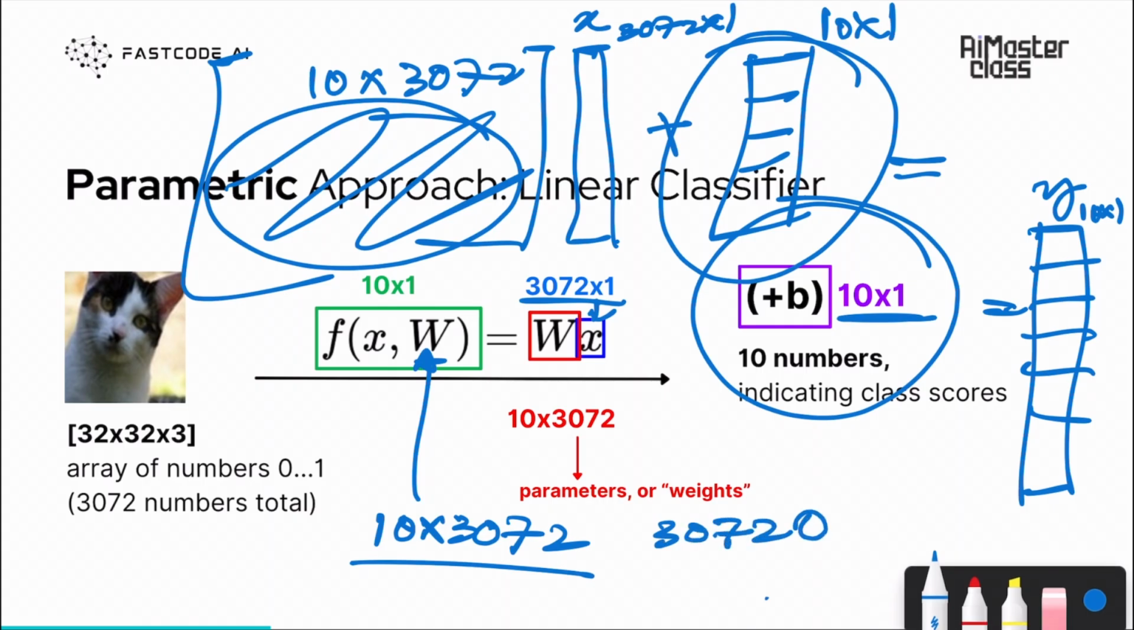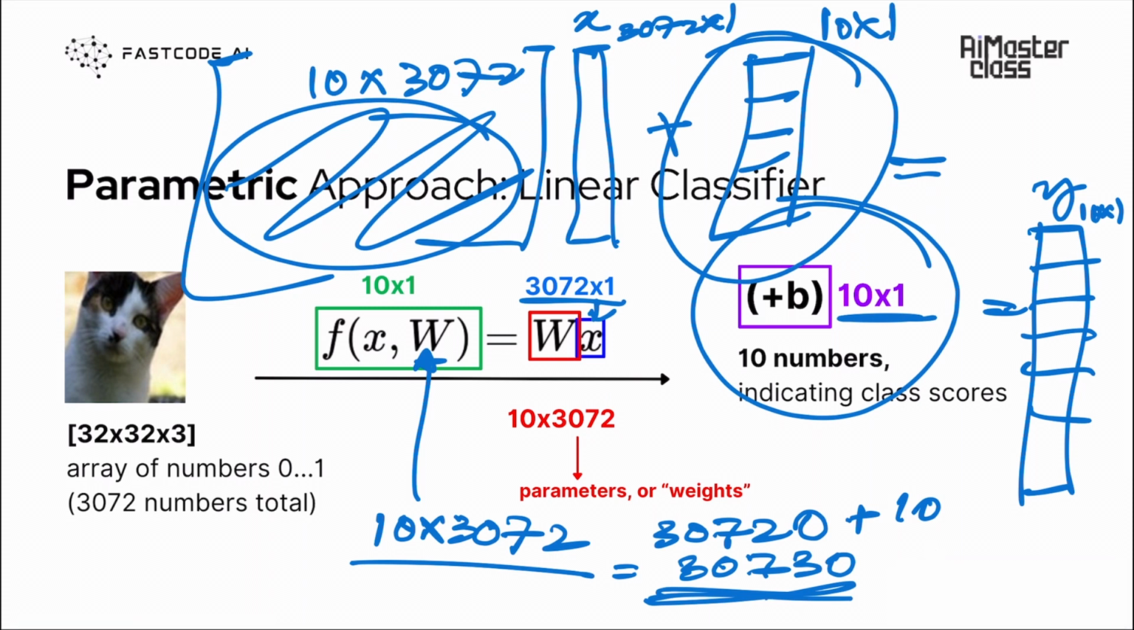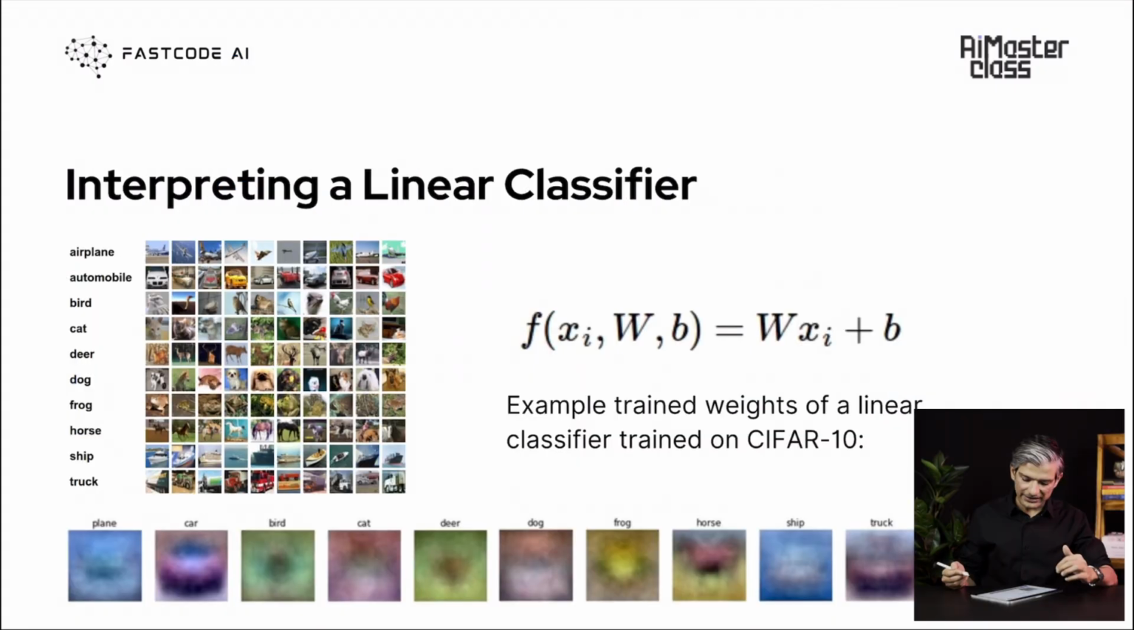30720. And then how many in our bias? 10. So totally how many trainable parameters? 30730. So about 30,730 trainable parameters. Meaning we start with random values for these, and then we find the values that lead to the correct answer. Yeah, what is the correct answer? And we learn these values through our data, the data set that we created. So we will talk about how we train, but assume that we have somehow trained it, right?